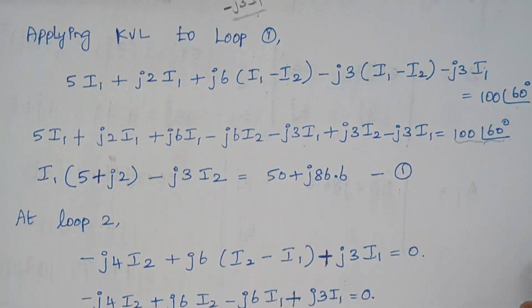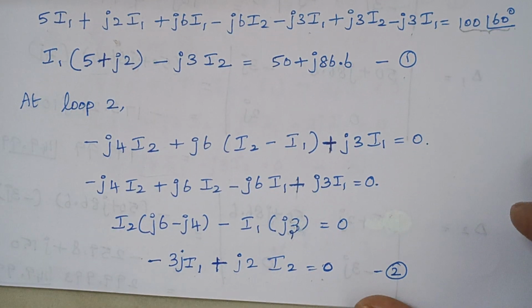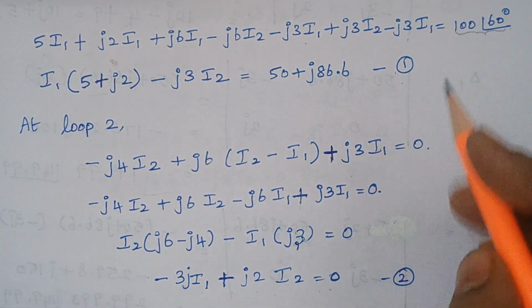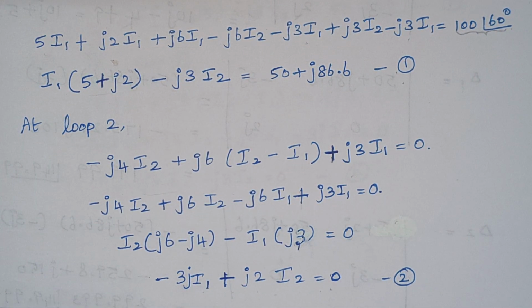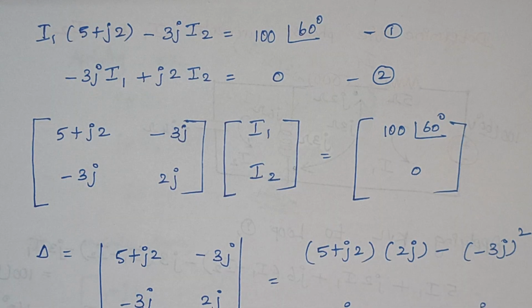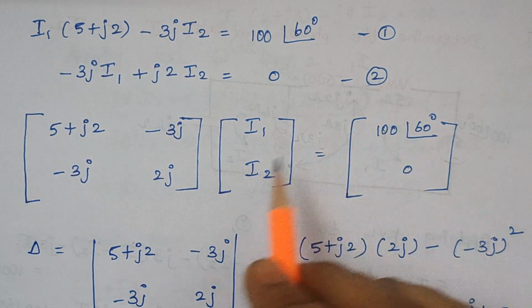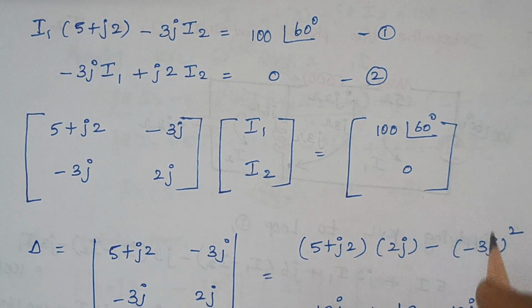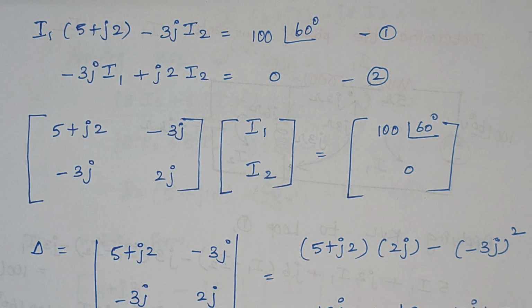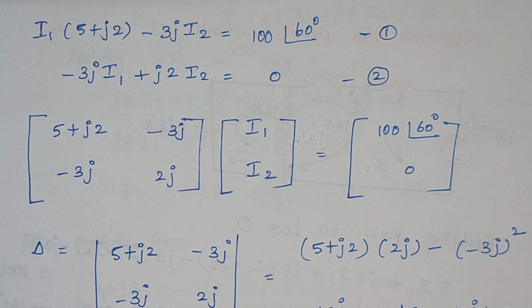Our second loop has only one inductor and a capacitor. So now we have our two equations. This is your equation 1 and this is your equation 2. Now we are going to solve. Just write it down in the matrix form. Here we need to find the values of I1 and I2.